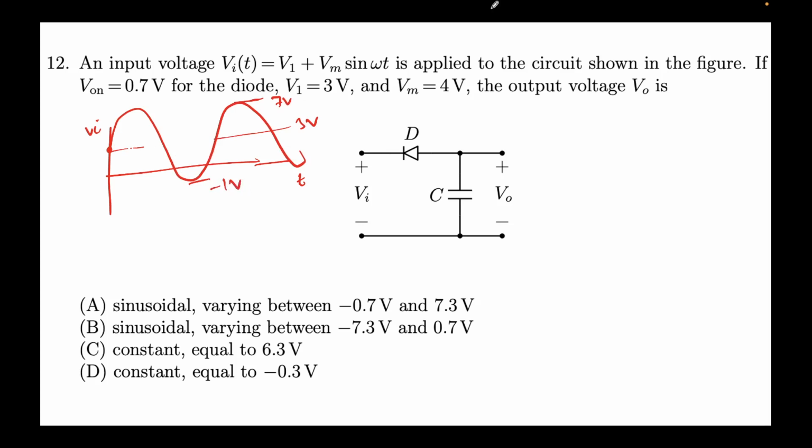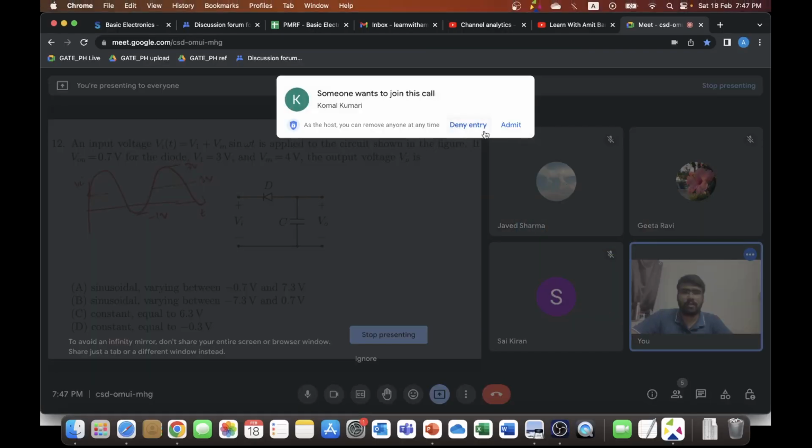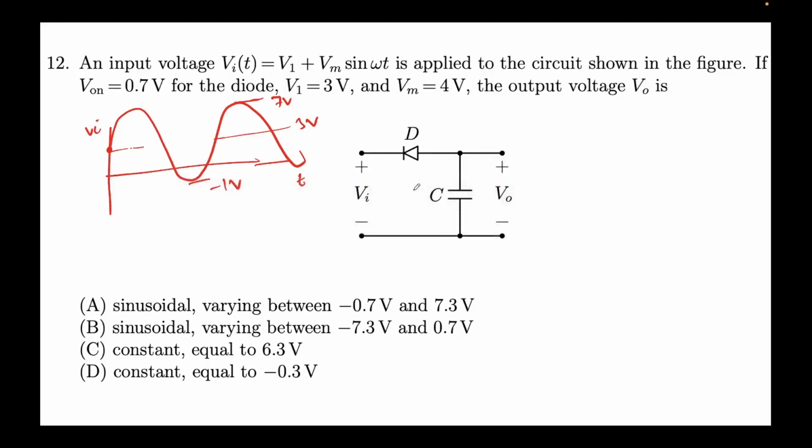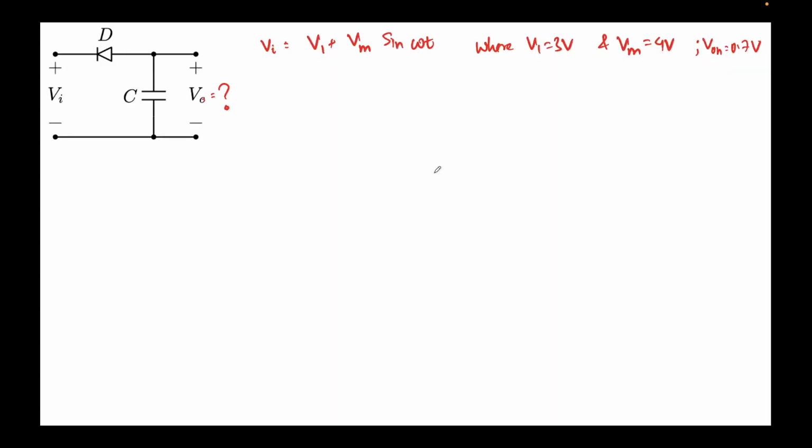Okay. V on is 0.7 volts, that's given to us, and finally we need to find the voltage V naught. If you refer to the lectures of Professor Patil, you will see that this is the circuit of a peak detector. I'll just quickly tell you what's going to happen.